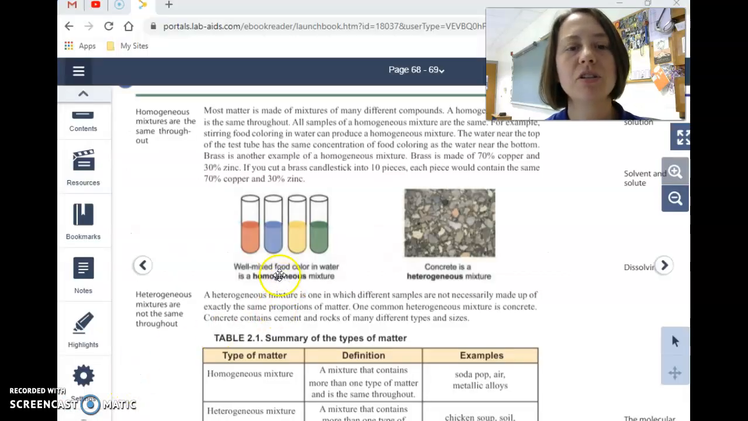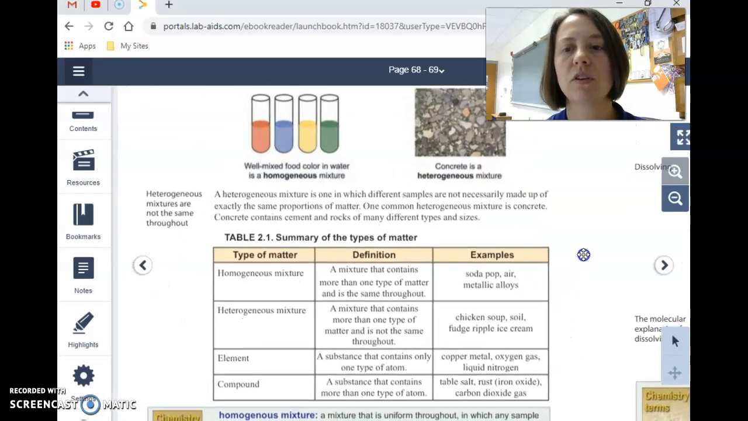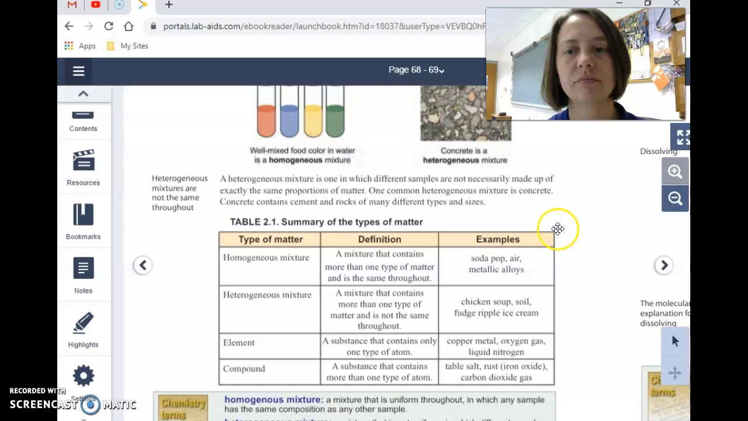All right, let's take a look at your book on page 56. So we can see in our images that well-mixed food coloring is a homogeneous mixture. The composition is the same up top here in the red one as it is on the bottom right here in the red test tube. Concrete is an example of a heterogeneous mixture. The composition is not the same. You've got some big chunks here and then some small chunks over there that are a different mineral.